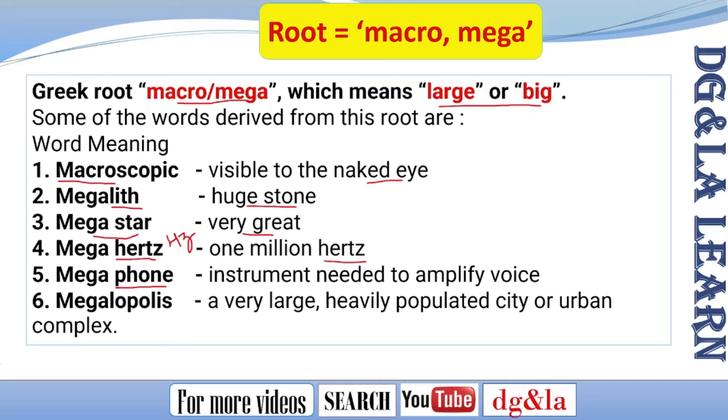The next one is megalopolis. Megalopolis means something that is a very large and heavily populated city or urban complex. So more commonly we can say it as a megacity, which means a large conurbation where two or more large cities have sprawled outward to meet, forming something even larger than a metropolis, which is nothing but a megacity or megalopolis.